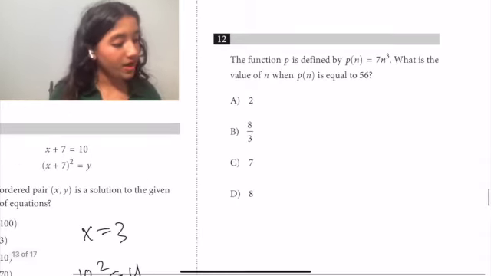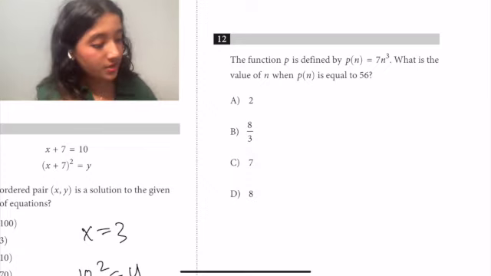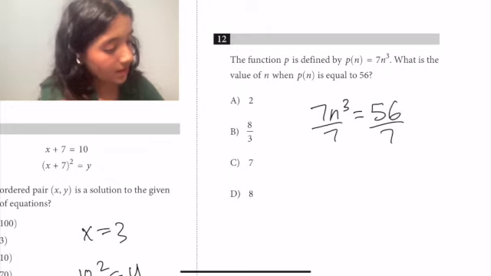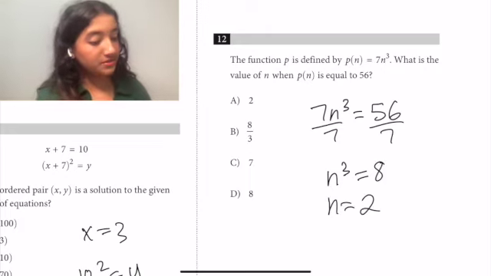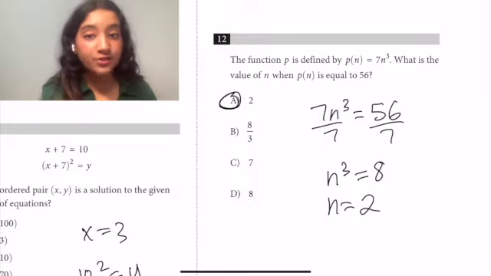For number 12, we have the function p is defined by p of n is equal to 7n cubed. What is the value of n when p of n is equal to 56? So we have two expressions here, and we can just set them equal. And then if we divide by 7 on both sides, we get that n cubed is equal to 8. And it's easy to see that n is equal to 2, but you could always plug in the answer choices or try things out. And that gets us option A.